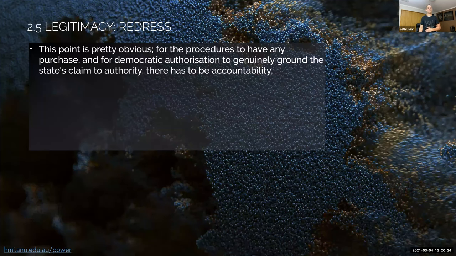Okay, so the last point, which people at the Fairness, Accountability and Transparency conference will all have thought of, I'm sure, is that we need to have redress. For the procedures to have any purchase, for democratic authorization to genuinely ground the state's claim to authority, there must be accountability. This should happen at the individual level. If you remember my vaccine official, if the person deciding who gets the vaccine exceeds the boundaries of their authority and puts their mate up the queue, then there needs to be accountability, there needs to be redress. We need to not only state that this is the limit of your power, but actually enact that. But the same is true for governments. If your government is making these decisions and they do so wrongly, you need to be able to boot them out.